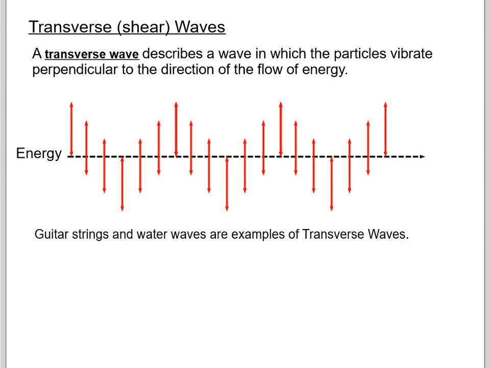A transverse wave describes a wave in which the particles vibrate perpendicular to the direction of flow of energy. So if energy is going this way, then those particles just vibrate up and down. In a full cycle, the particle would move up to the top, move down to the bottom, and return back to where it started. And that's where that net displacement, that net motion of zero, comes from. Guitar strings and some water waves are examples of these.